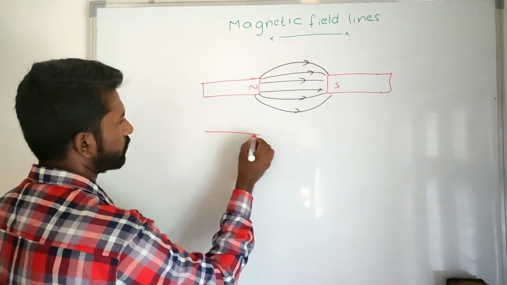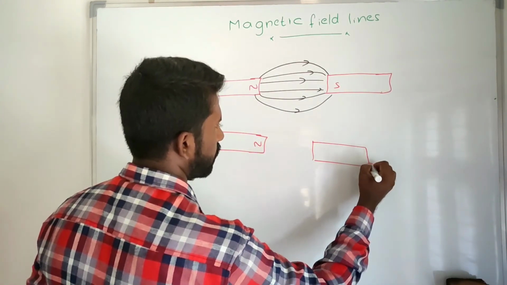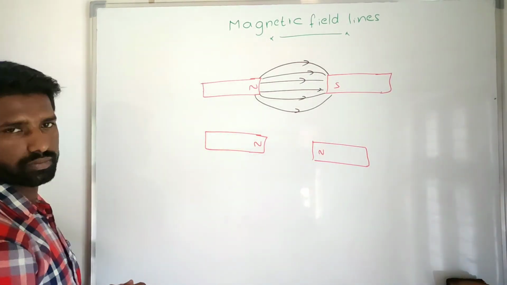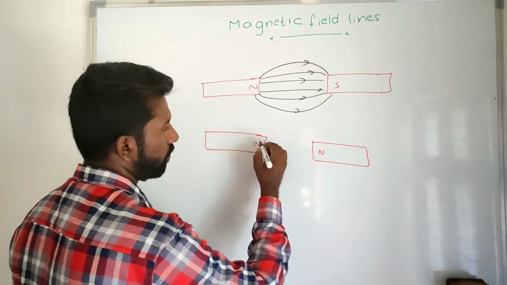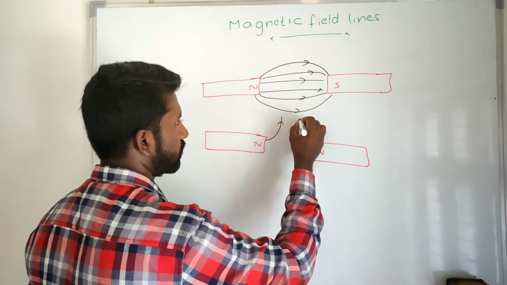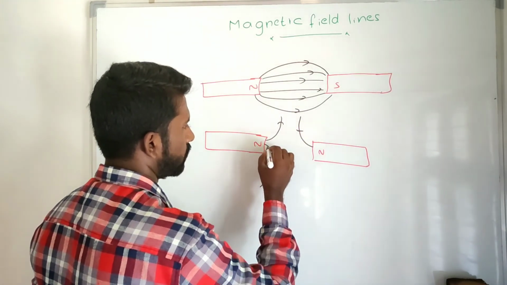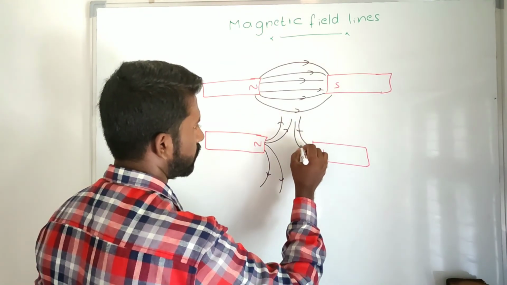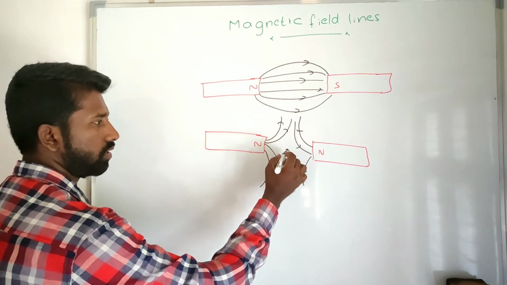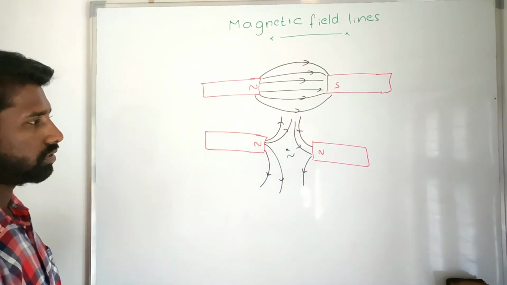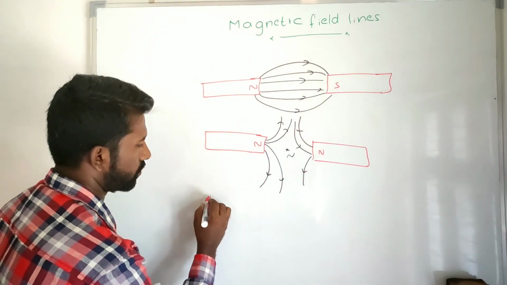Next, I will take the north pole of one magnet and the north pole of the other magnet. This time these two will repel each other. So the behavior of the magnetic field line is like this. In between there is a neutral point. This is the way the magnetic field lines behave during repulsion.